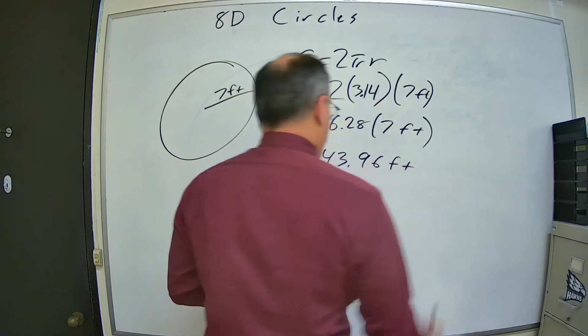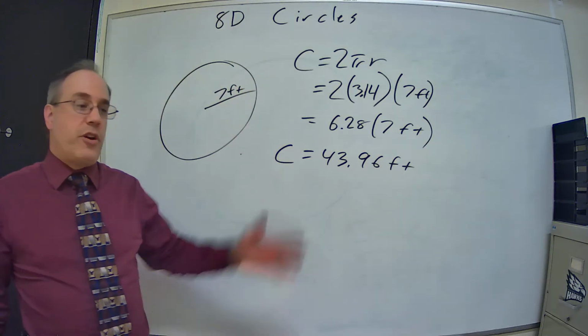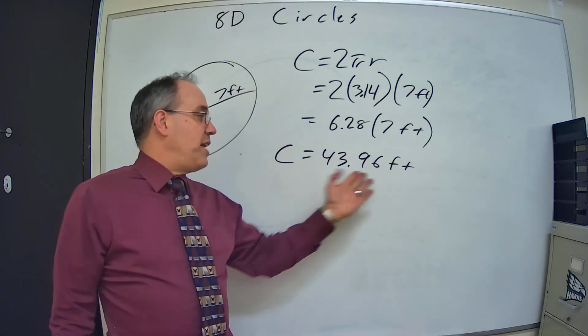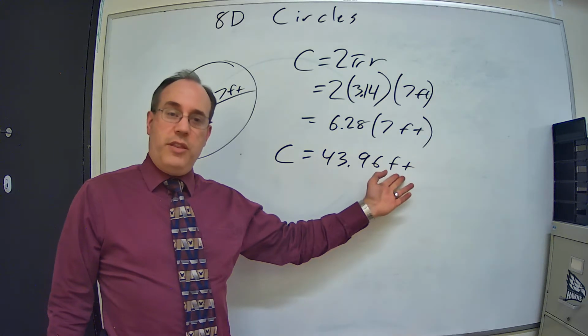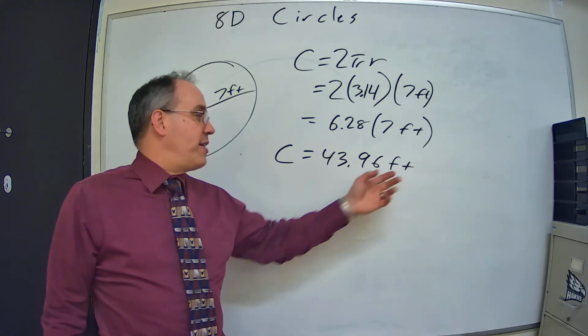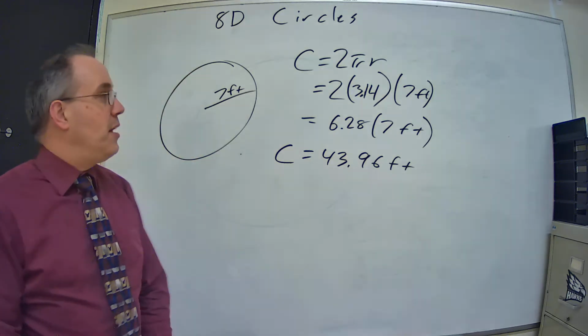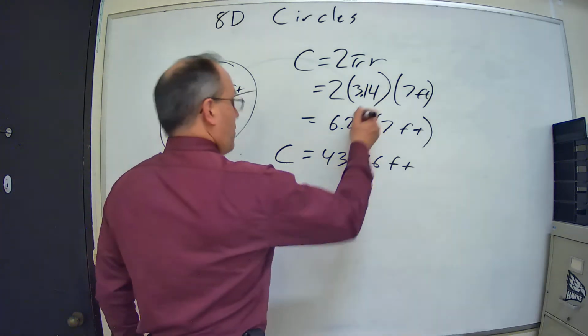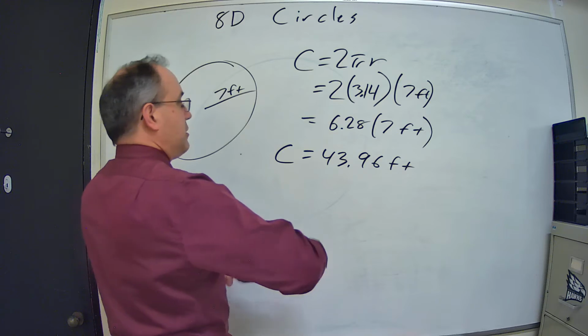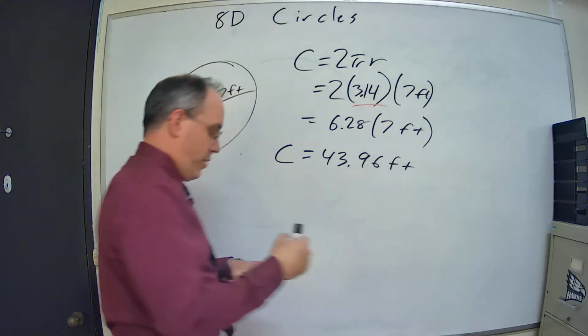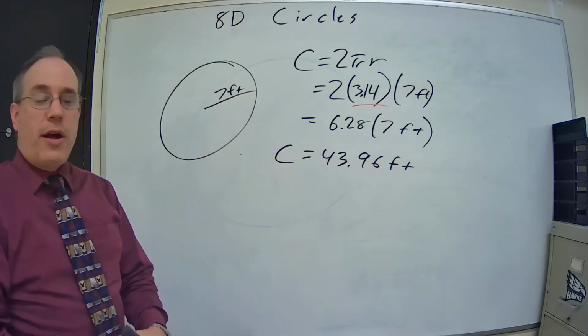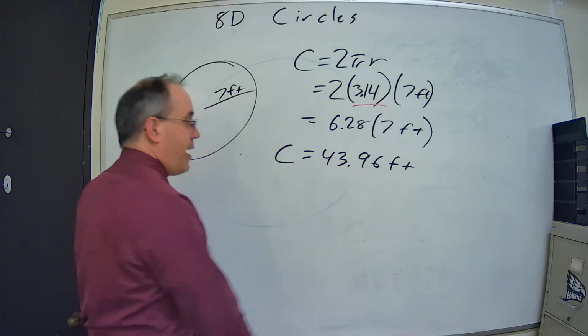43.96 feet. Remember that circumference is just the perimeter, so it's a length, so our unit will just be the unit. There's no squaring or cubing of that unit. So 43.96 feet. That was using, let's switch to a different color, 3.14 as an approximation of pi.